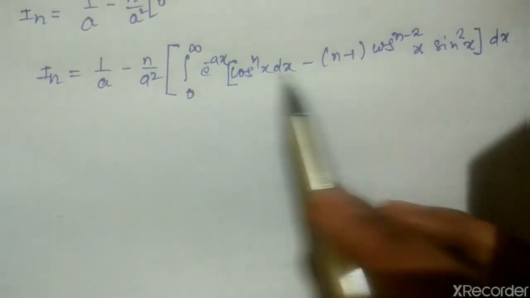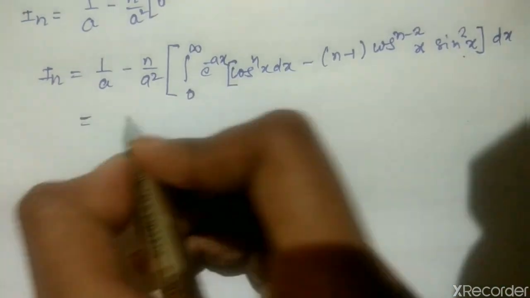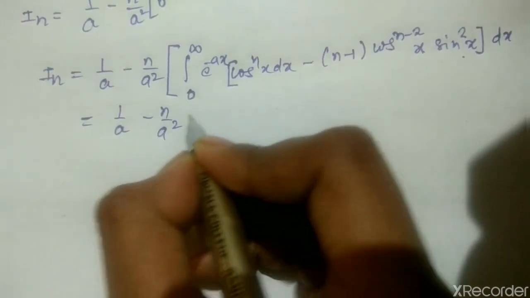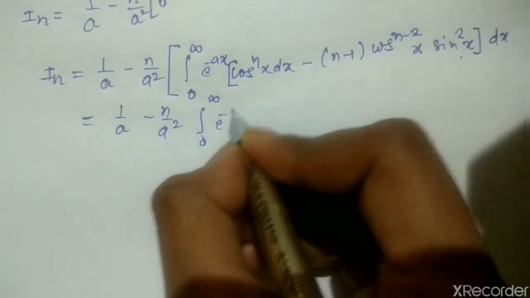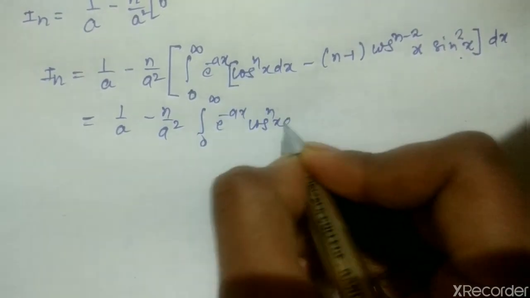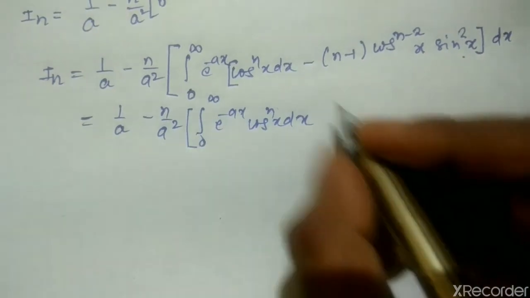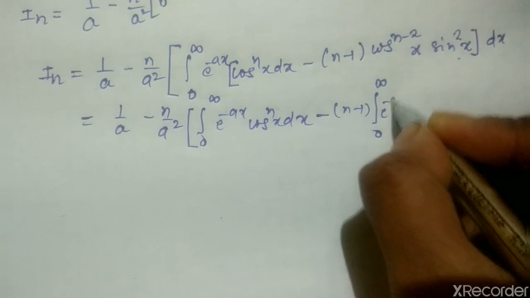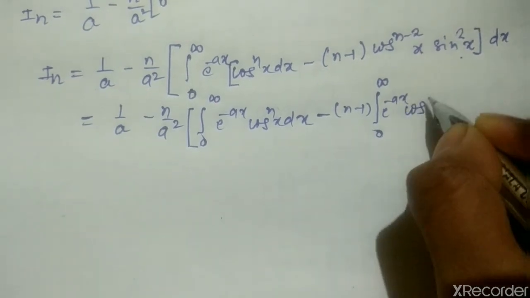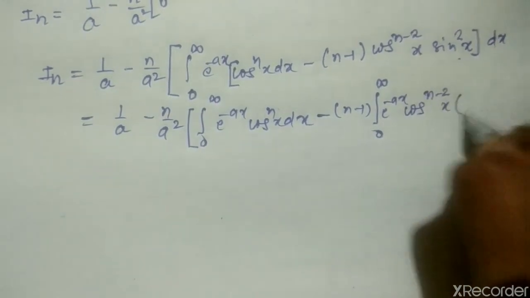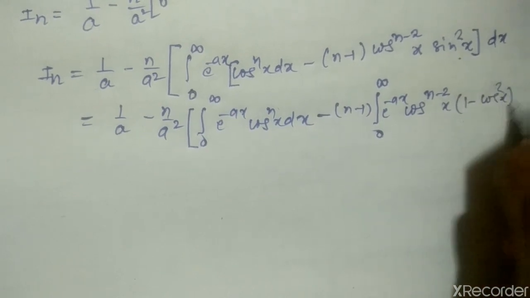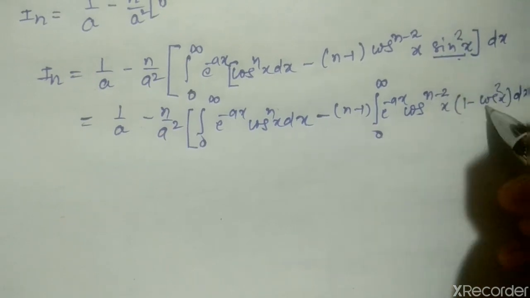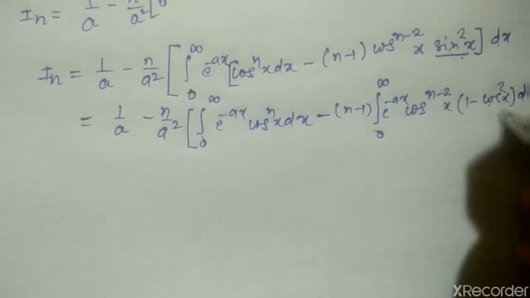So here we get this value. This equals 1 by a minus n by a squared, the integral from 0 to infinity of e to the power minus ax cos nx, separating the value from here, minus n minus 1 times the integral from 0 to infinity of e to the power minus ax cos^(n-2)x (1 minus cos squared x) dx. What we have done is write sin squared x in terms of cos squared x.